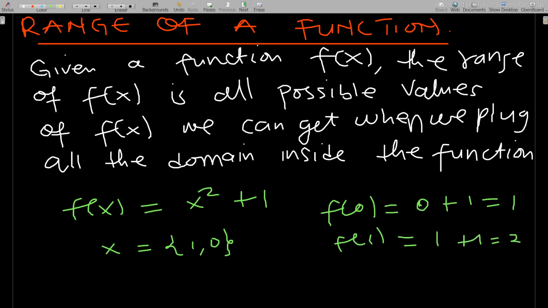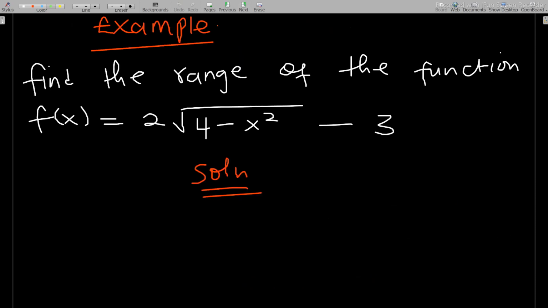Okay, so when you are done putting all the values of the domain inside the function, then the set of the values that we'll get, that is, f of 0 gave us 1 and f of 1 gave us 2, so the range will be equal to this set. All the possible values that we can get after plugging in all our domain inside the function. Very simple like that. Let's go ahead and take an example and find the range.